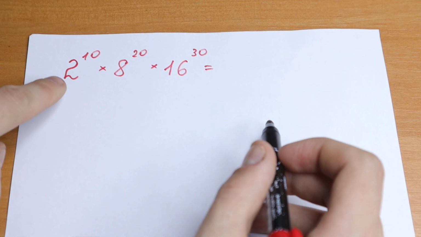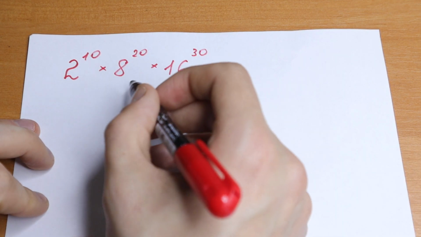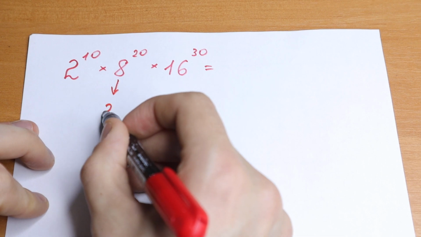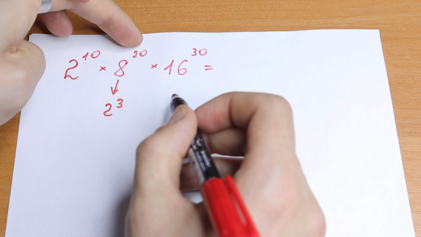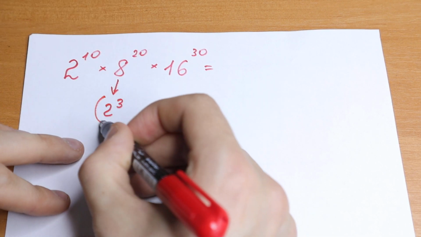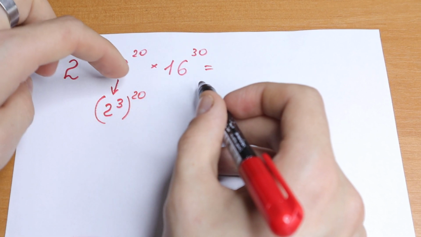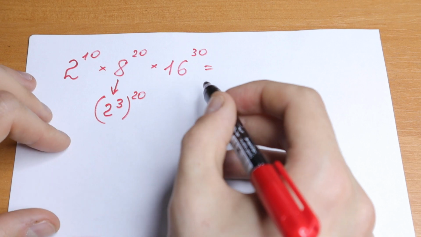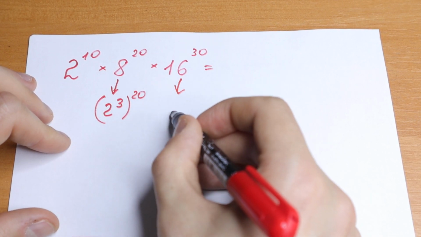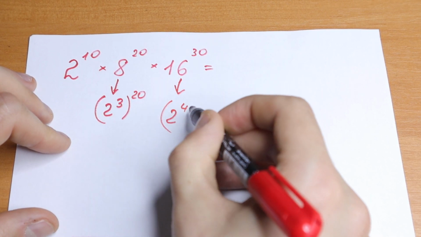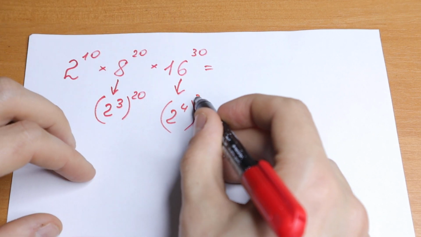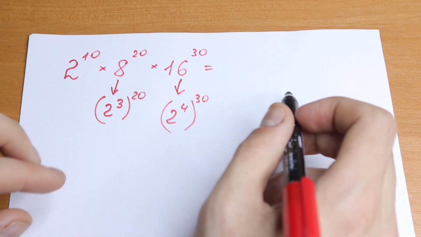Take a look. We know that 2 cubed equals 8, so we can write this 8 as 2 cubed. But in our case we raise this 8 to the 20th power, so we need to raise 2 cubed to the 20th power. And take a look, 2 to the 4th power equals 16. So we can write this 16 as 2 to the 4th power raised to the 30th power, because we have the 30th power right here. And we need to know the rule.